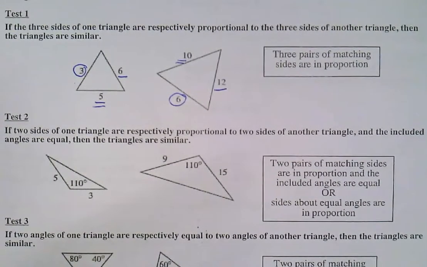Basically, you do not write side, side, side. SSS means that 3 sides in the first one are the same as 3 sides in the second. They're not the same.